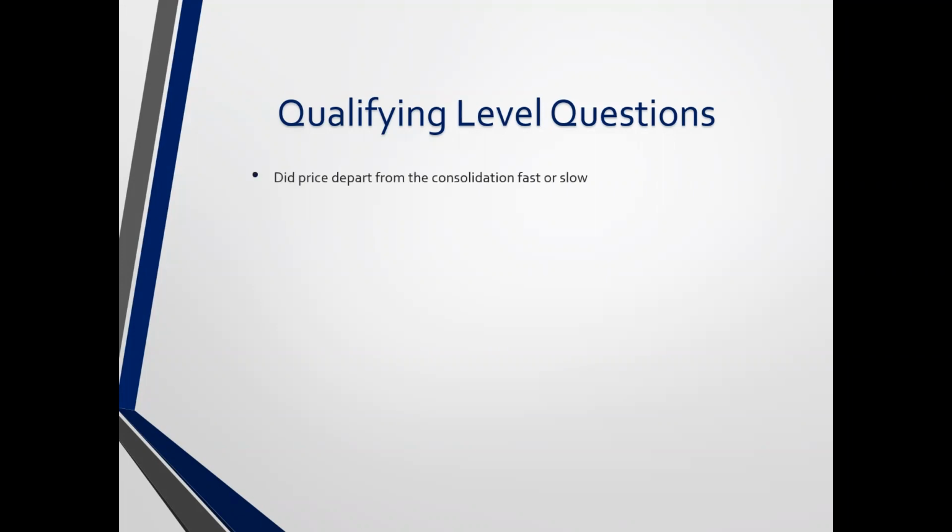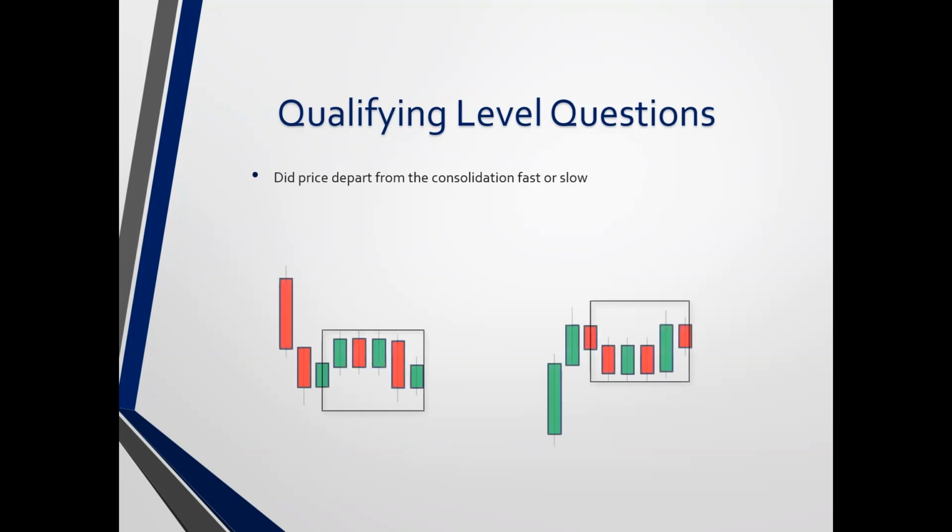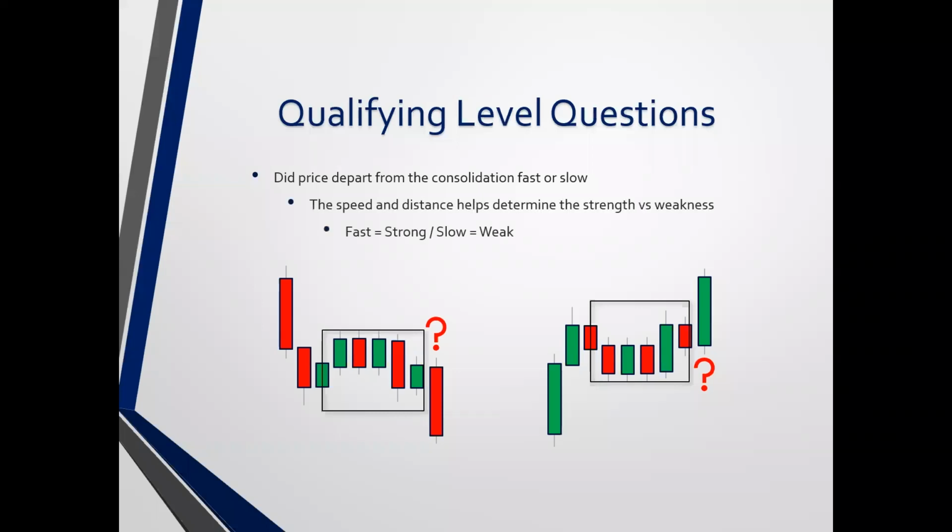All right, so now that we have the patterns, we're going to talk about qualifying them, and we want to ask ourselves some questions in order to first and foremost qualify those levels. Did price depart from the consolidation fast or slow? Okay, so that's what we're questioning there. When we left the area, how did we do it? Was it fast or was it slow? The speed and the distance helps determine the strength versus the weakness. Fast equates to strong, slow equates to weak. So in other words, we want to leave the area, but we want to do it abruptly, right?